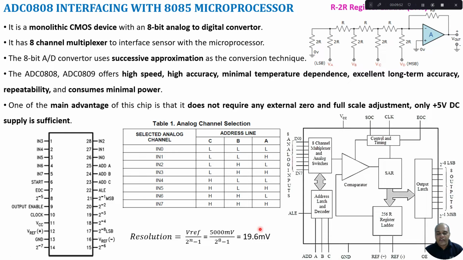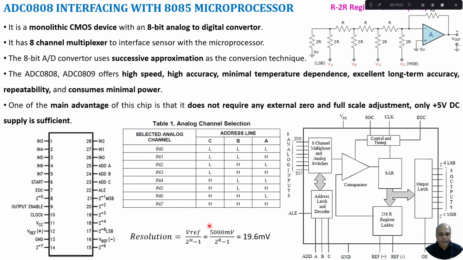If I want to increase the resolution, what can I do? I can change the reference voltage. By changing the reference voltage, instead of having 5000 millivolt, I can have 2.5 volt, that is, 2500 millivolt. Then my resolution will be something about 9.8 millivolt. 9.8 millivolt will be the resolution at that time. So we can resolve much smaller voltages by changing the reference voltage.